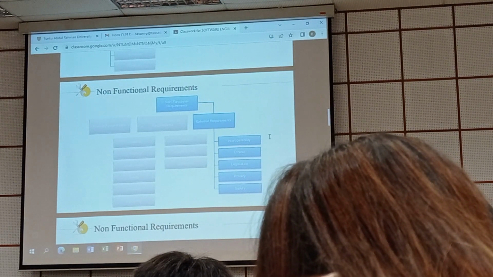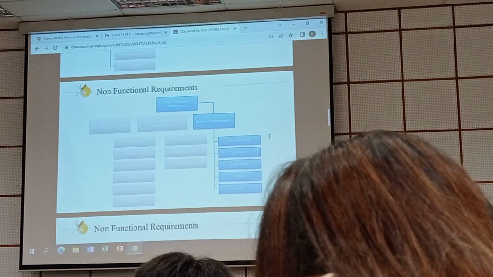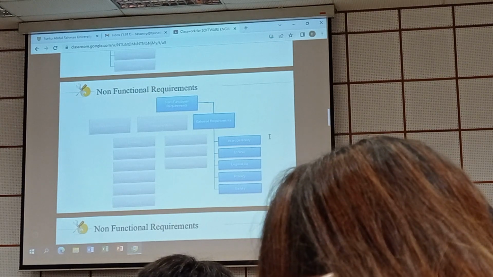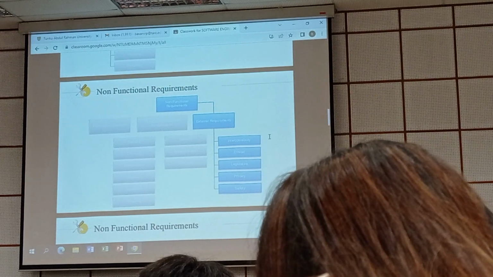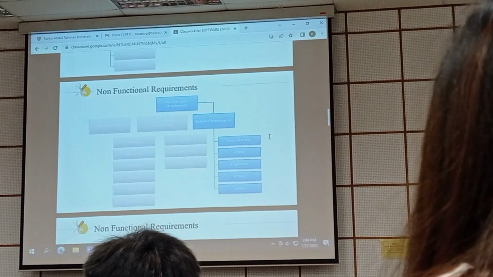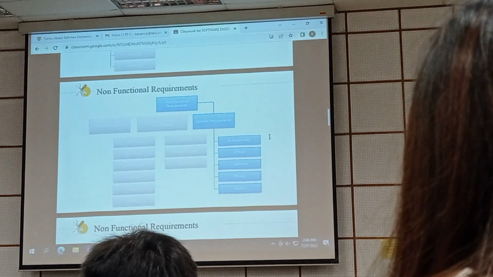Government related. So you can see that's the legal requirement, right? Which is, for example, I'm giving an example, but it's not a real one.